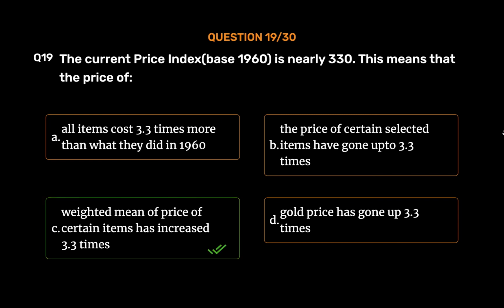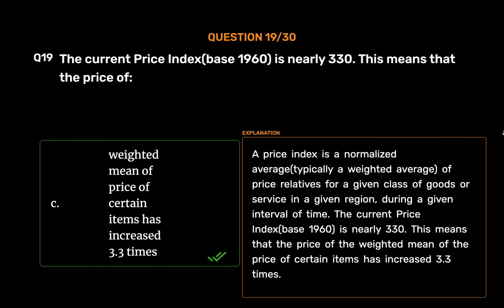Weighted mean of price of certain items has increased 3.3 times. A price index is a normalized average, typically a weighted average, of price relatives for a given class of goods or service in a given region, during a given interval of time. The current price index base 1960 is nearly 330. This means that the weighted mean of the price of certain items has increased 3.3 times.